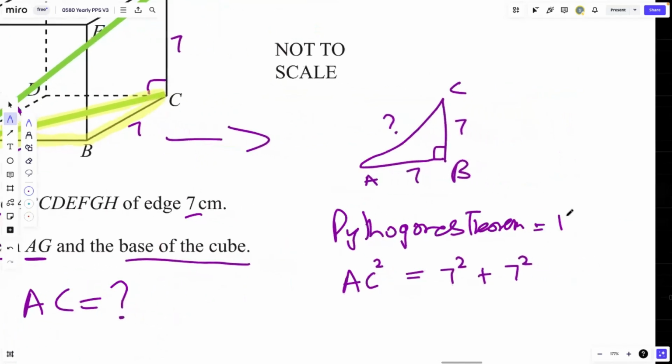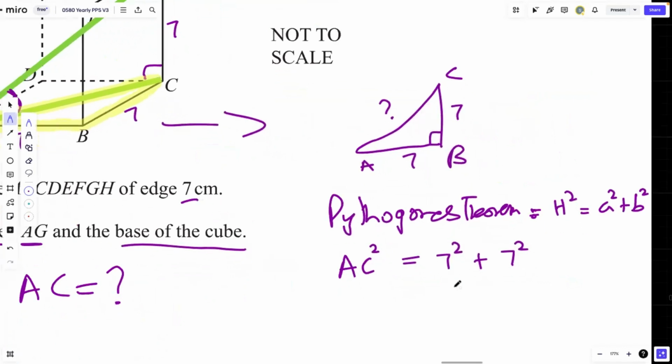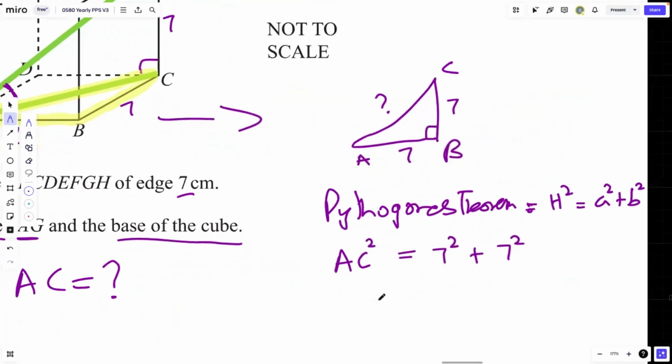Pythagoras theorem, by the way, is a squared equals b squared plus c squared. So, and then we do AC equals under root 7 squared plus 7 squared. Ideally, you should add brackets here, in case you have a negative value, so you do not get that wrong. And then you can just do 49, 49.